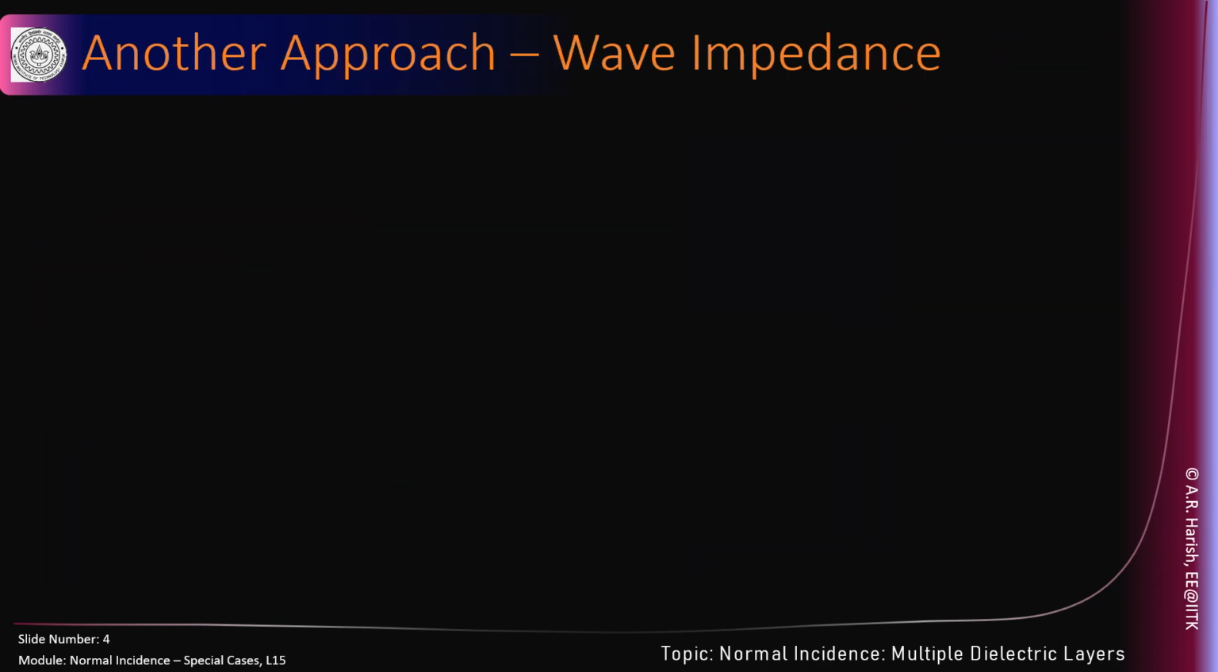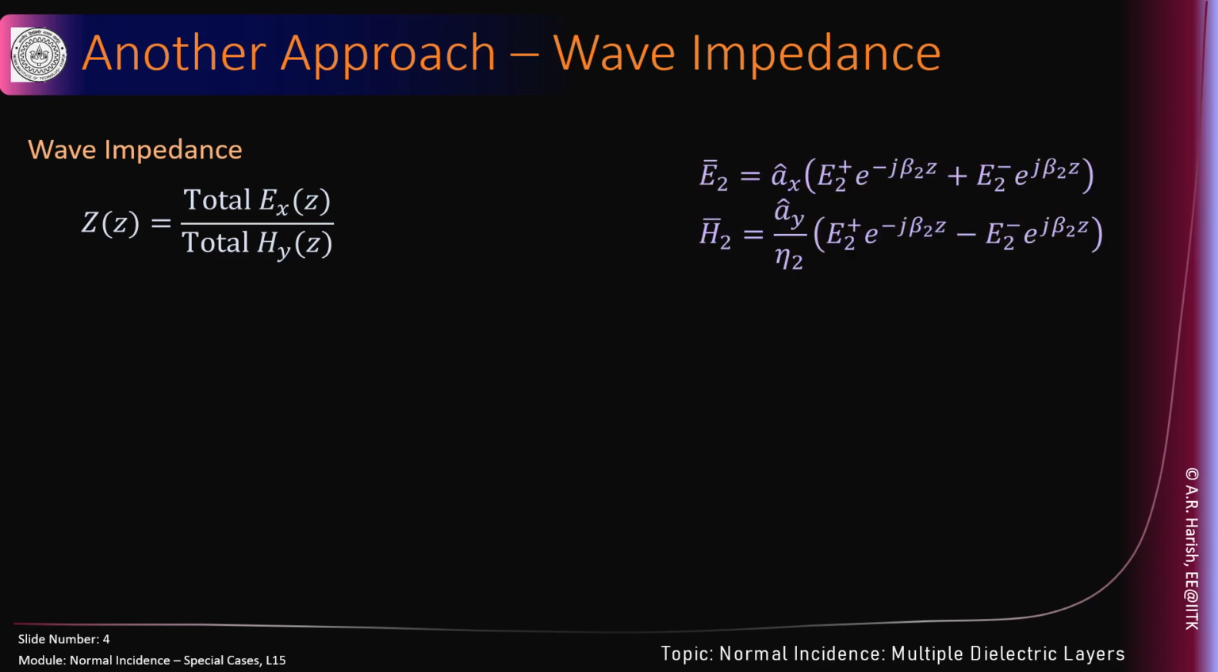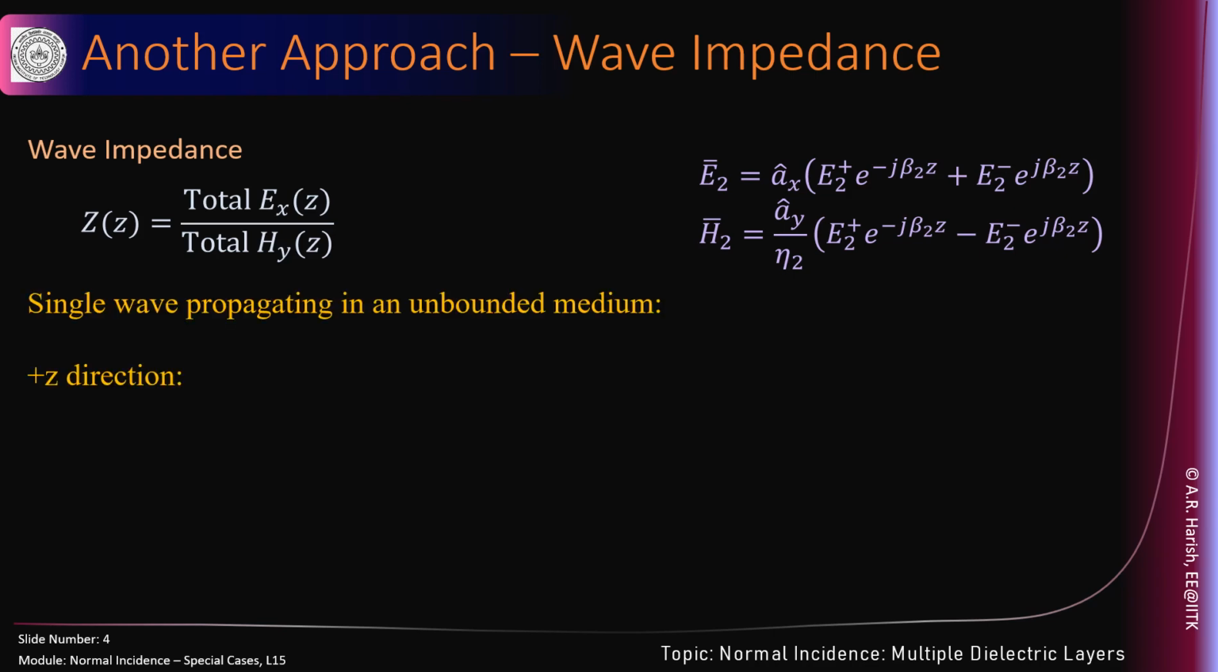Take the first one. It's called wave impedance approach. So we define wave impedance as total Ex upon total Hy. So this is how we define wave impedance, right? So we know in region 2, E2 is given by this quantity, the forward E2 plus times e to the power of minus j beta 2z plus E2 minus e to the power of j beta 2z. And in region 2, H2 is given by summation of positive going wave and negative going wave. Good. Now we can take the ratio of these two.